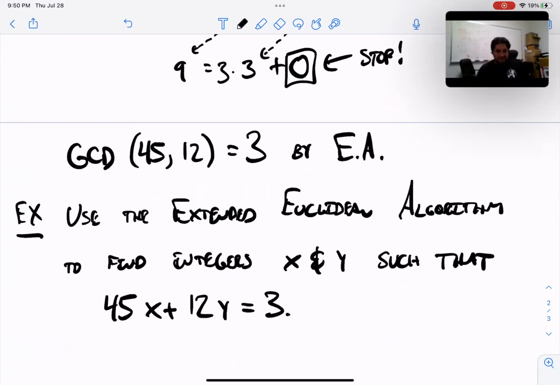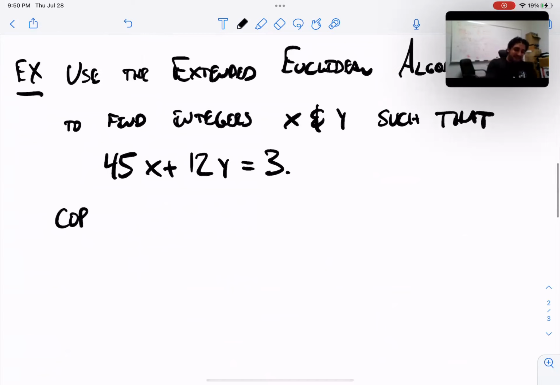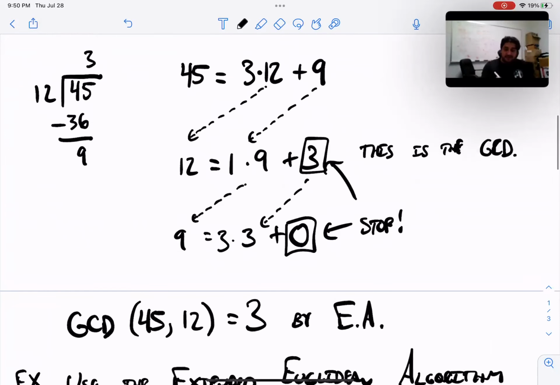And how does it accomplish it? Well, here's what we do. Phase 1 is to run the Euclidean algorithm. This is why it's called the extended Euclidean algorithm, right? The first part of the extended Euclidean algorithm is the Euclidean algorithm. So I'm just going to copy the equations from the Euclidean algorithm. That's the first thing I want. So I'm going to take these equations and I'm just going to write them down.